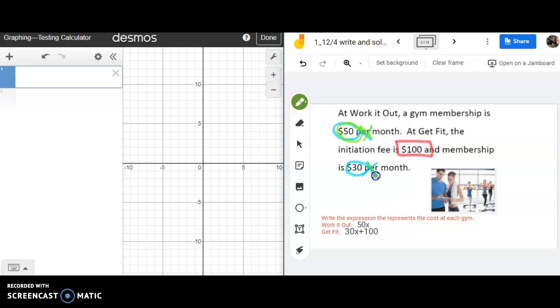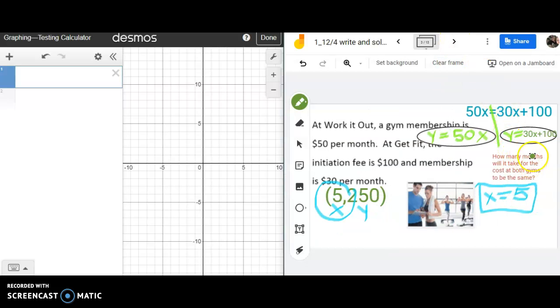Get Fit, I see a slope word. The number closest to it is your slope. So far it's 30x. This 100 is your intercept. So now I'm done with Get Fit: 30x plus 100. Next slide asks you a question. You want them to be the same cost. So that's why I made them equal to each other up here.